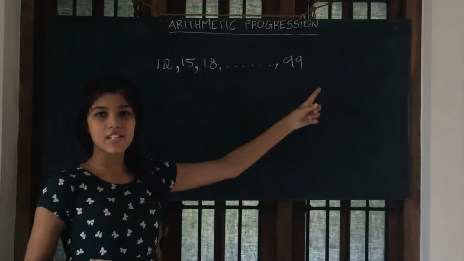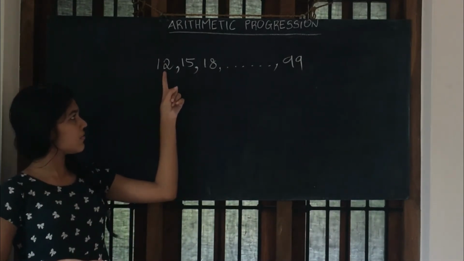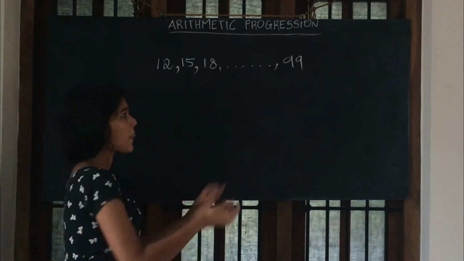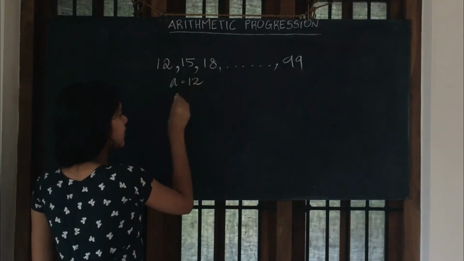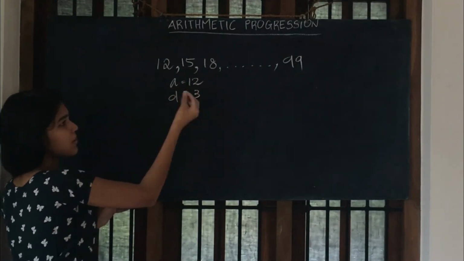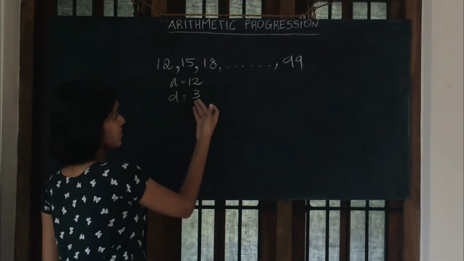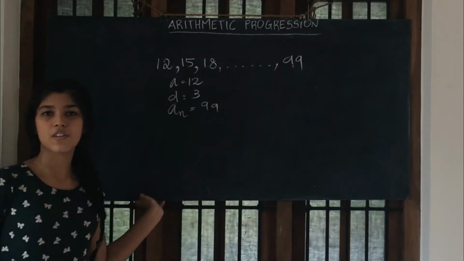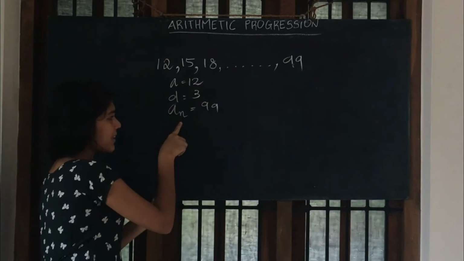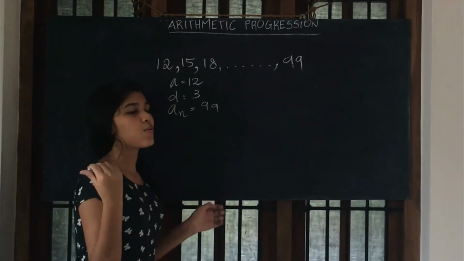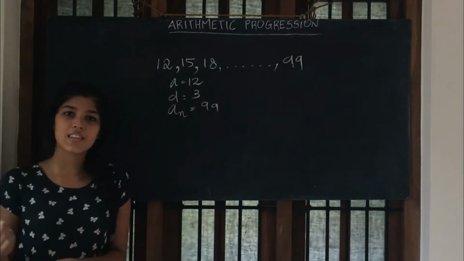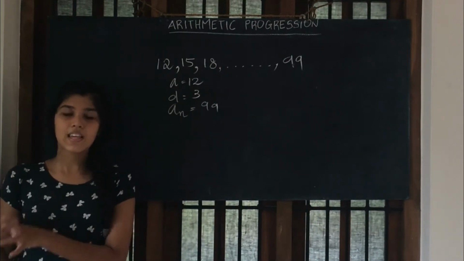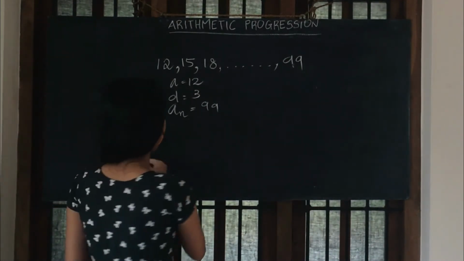So here we have an AP with first term 12, common difference 3, and the nth term 99. That is A equal to 12, D equal to 15 minus 12, that is, the common difference is 3. Then we have nth term as 99. We just have to find what is the value of n. If there are n terms, then we can say that n number of two-digit numbers can be divisible by 3.